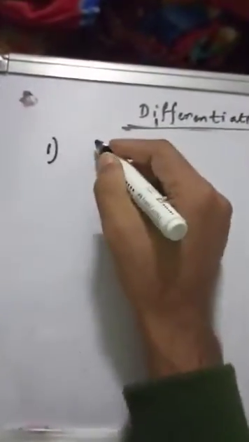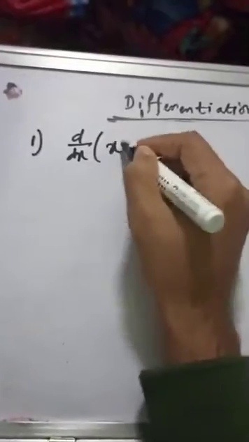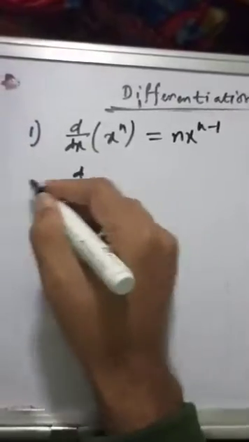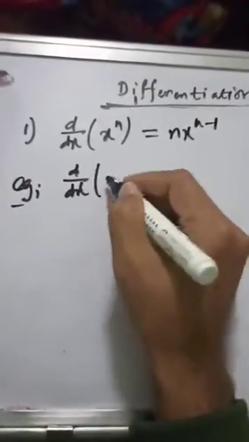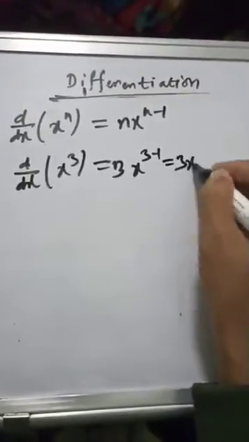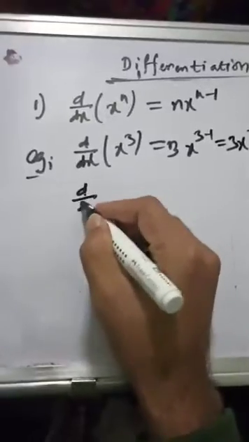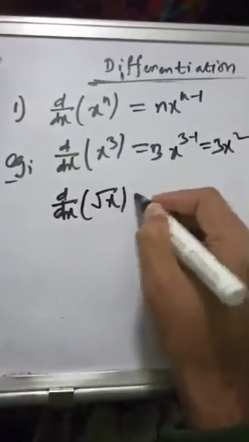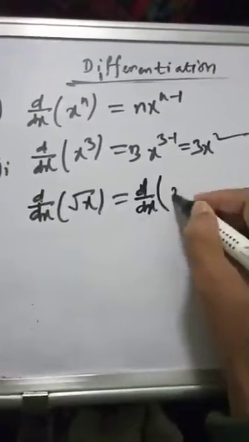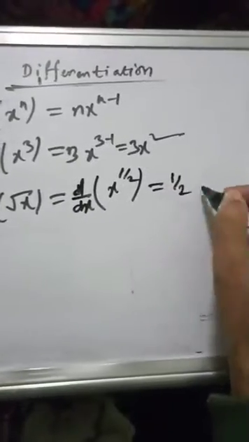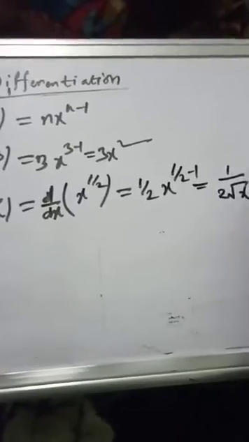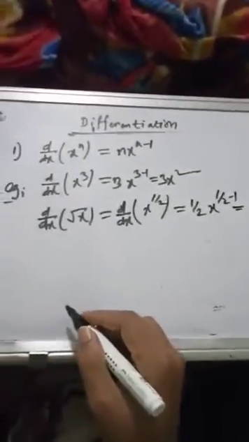Now I am writing some formulas. Derivative of x to the power n is nothing but n x to the power n minus 1. As an example, you can take x cube: 3 x square, that is 3 minus 1, 3x square. d/dx of root x, you can write this as x to the power half, x to the power half minus 1, so 1 by 2 root x, right?